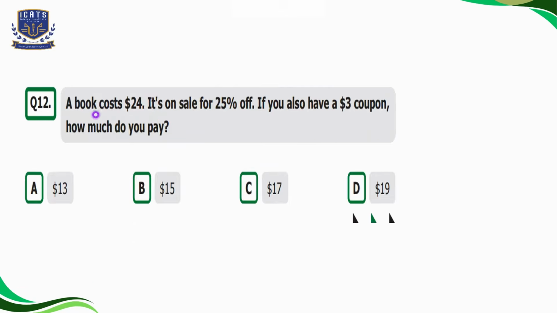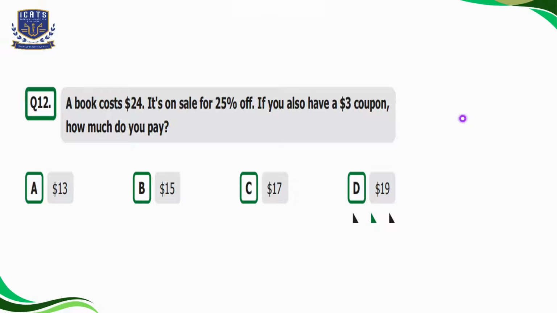Question number 12. A book cost $24. It's on sale for 25% off. If you also have a $3 coupon, how much do you pay? Option A is $13, option B is $15, option C is $17, and option D is $19.